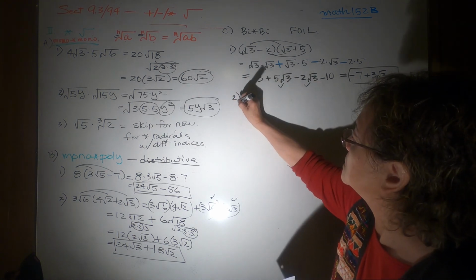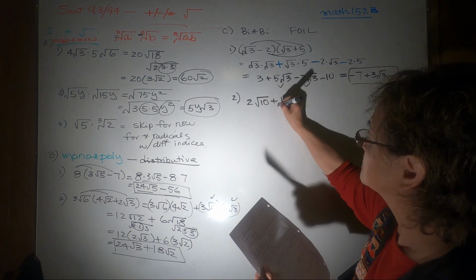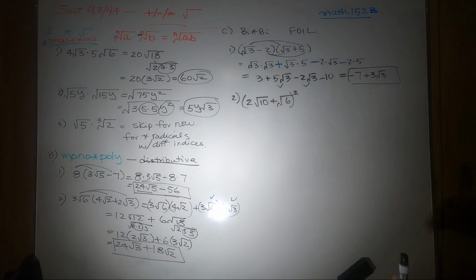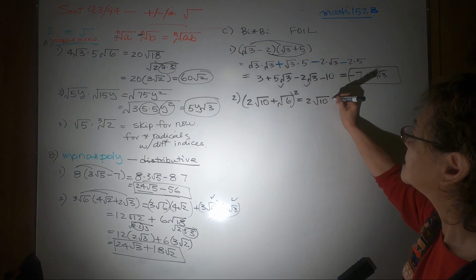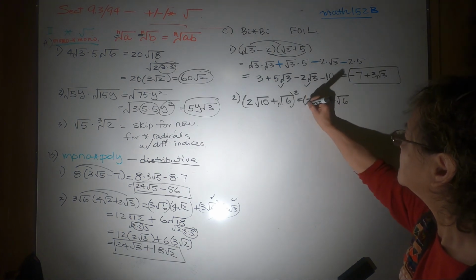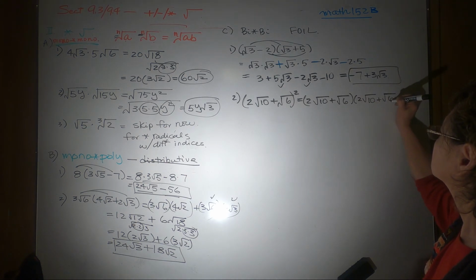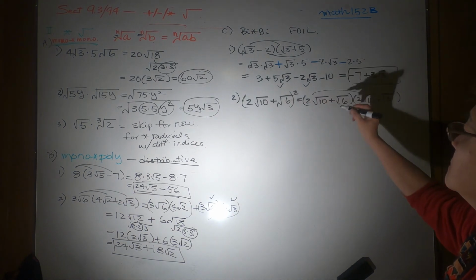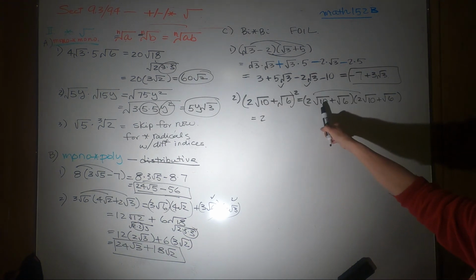Okay. Next one, if we have 2 square root of 10 plus square root of 6, take square. Right? What does square mean? It means what? It times itself. How many times? 2. Right? Then you need to do FOIL. So you write it out. Don't do it directly. So you write it out so you have fewer mistakes that way.